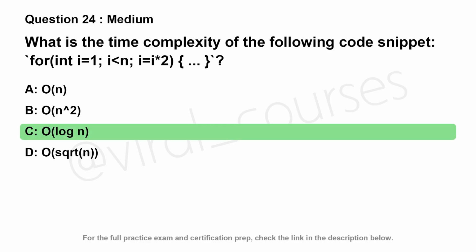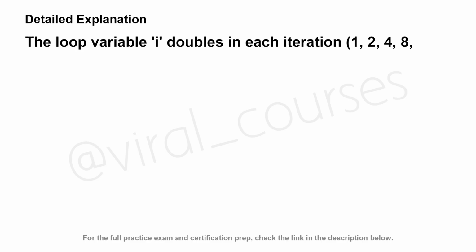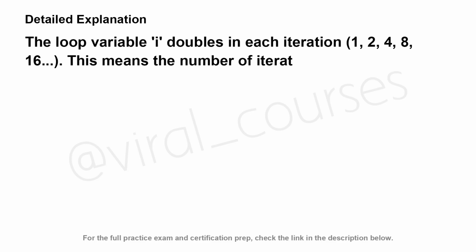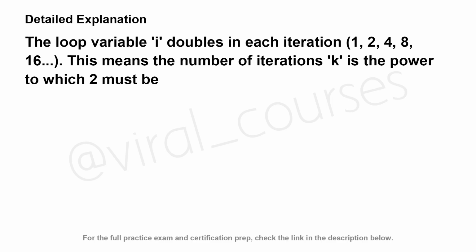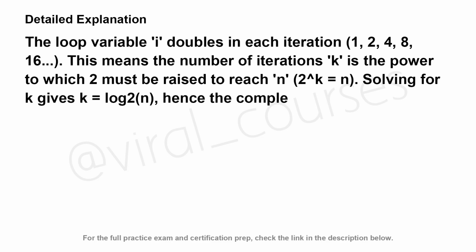The correct answer is C. The loop variable i doubles in each iteration: 1, 2, 4, 8, 16. This means the number of iterations, k, is the power to which 2 must be raised to reach n. 2^k equals n. Solving for k gives k equals log base 2 of n. Hence the complexity is O(log n).